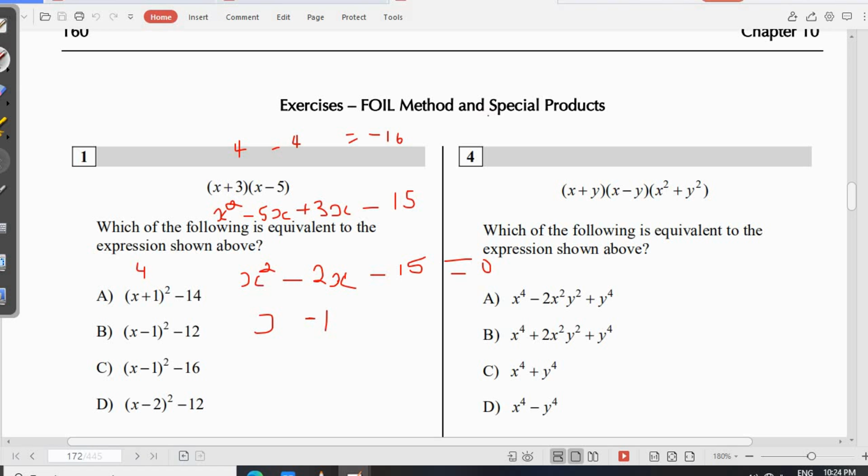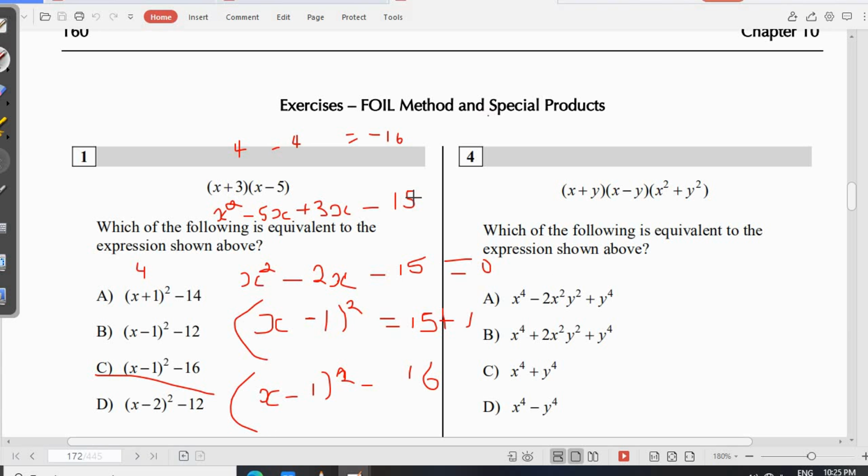So you have x minus 1, raised to power 2, is equal to, carry minus 15 to the other side, you have 15. Then you're adding the square of half. The square of minus 1 is plus 1. So you are going to be adding 1 to the other side, plus 1, and this will give you 16. If you return it back, you'll be having x minus 1 all squared minus 16, which is C.